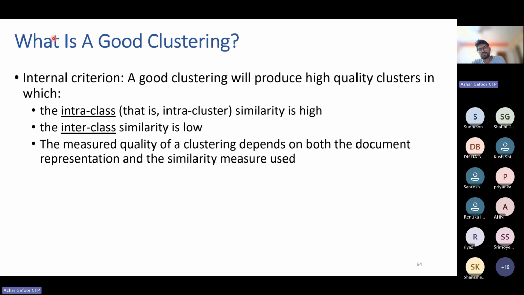So how can we say if a clustering is good or bad? We have the intra-cluster similarity that is higher and inter-class similarity that is low. So within the class, it has to have high similarity, and between the classes, the similarity has to be low.